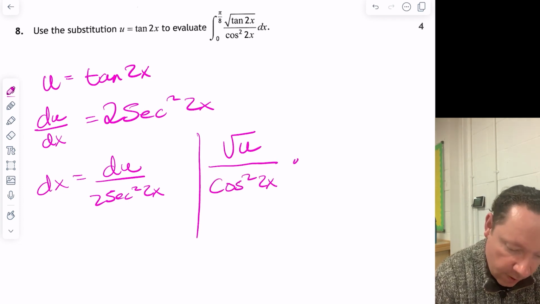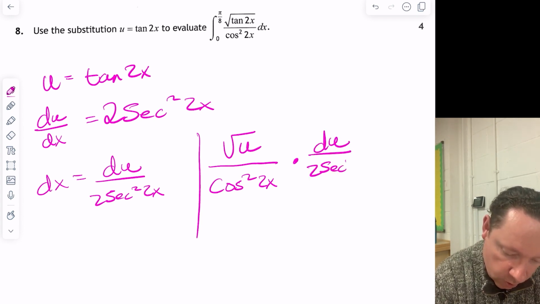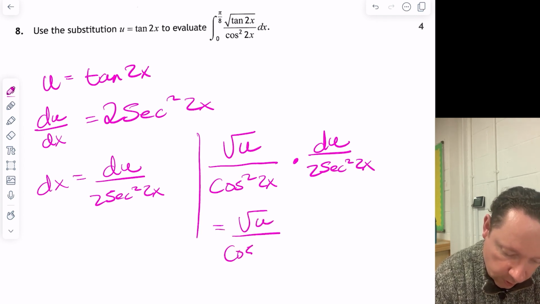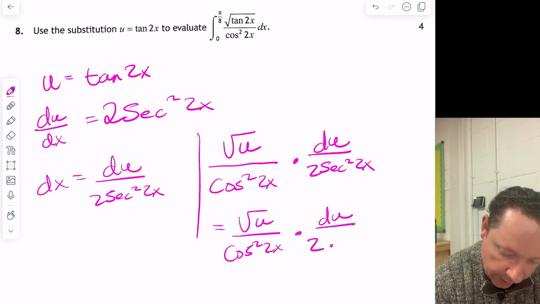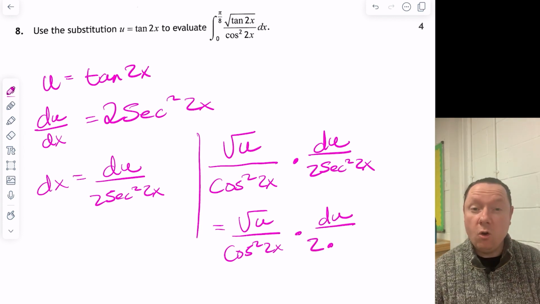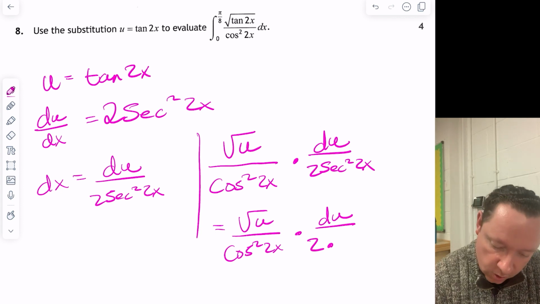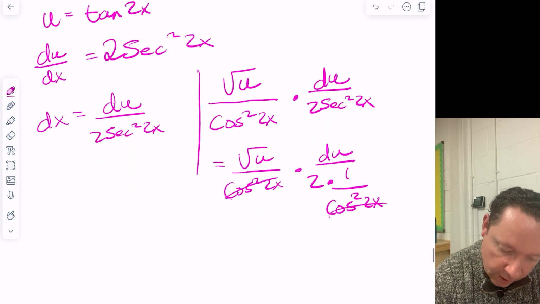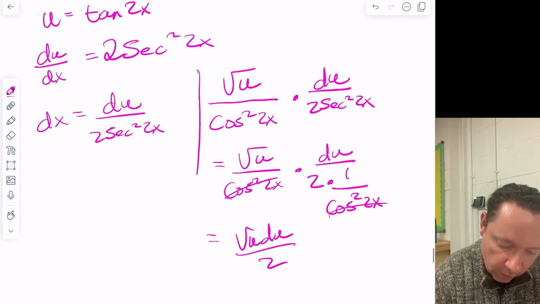And I'm timesing that by du over 2 sec squared 2x. Well, that's root u over cos squared 2x times du over 2 times, well, sec is 1 over cos, third letter, helps to remember that. So 1 over cos squared 2x. Well, that's handy because we just cancel each other out. So that gives me root u du over 2. So now we can do our limits.